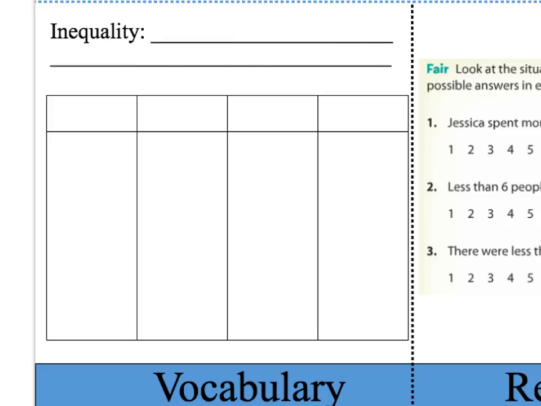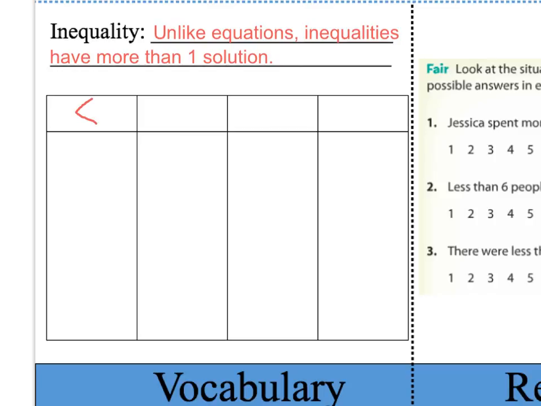The vocabulary word that you've learned already is called inequality. And unlike equations, inequalities have more than one solution. So let's recap what the symbols for the inequalities look like. This is the less than symbol. And some keywords for less than are fewer than and below. And to graph an inequality, you're going to use an open circle on a number, and you're going to shade everything to the left of that number, because all the numbers to the left are less than.